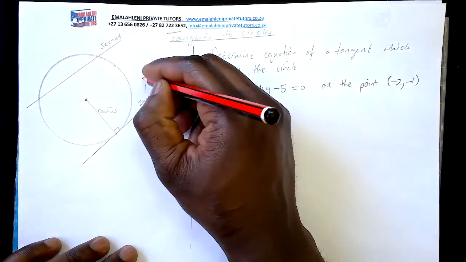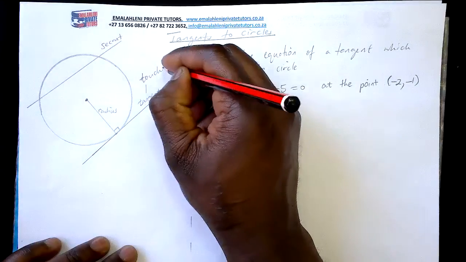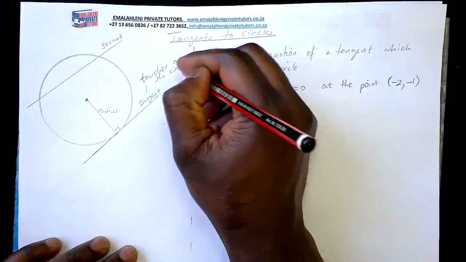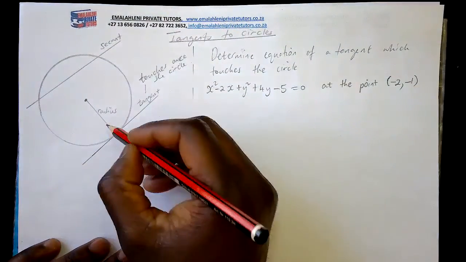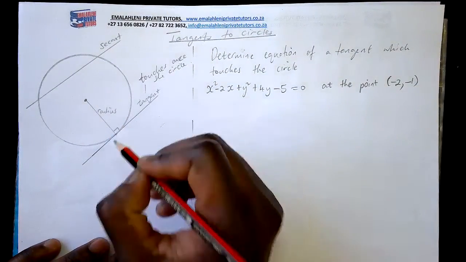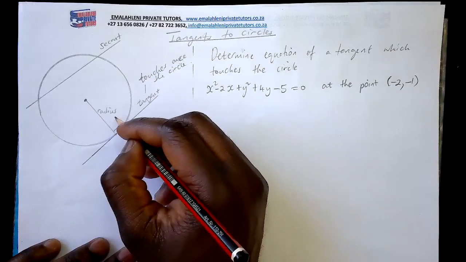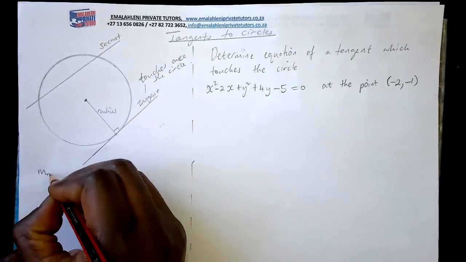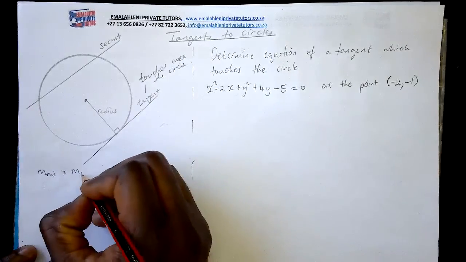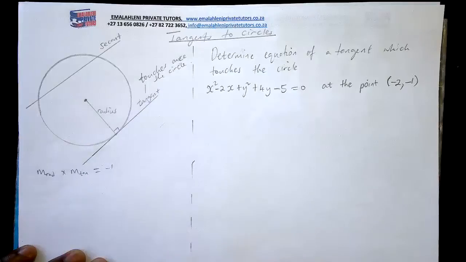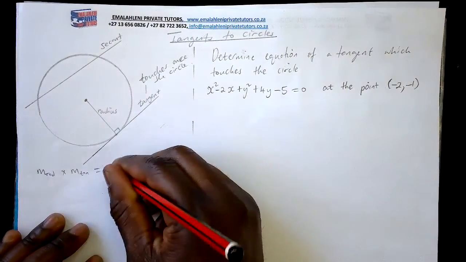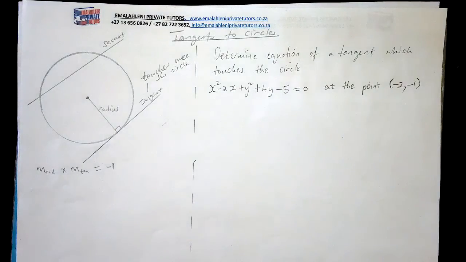So if this one touches the circle once, it only touches once. And the good thing about this is that the tangent and the radius are perpendicular. So if they are perpendicular, it means that the gradient of the radius times the gradient of the tangent should give us -1. Okay, should give us -1. So that's what we use. That's the relationship that you need to know. So the gradient of the tangent, if you multiply with the gradient of the radius, gives you -1.